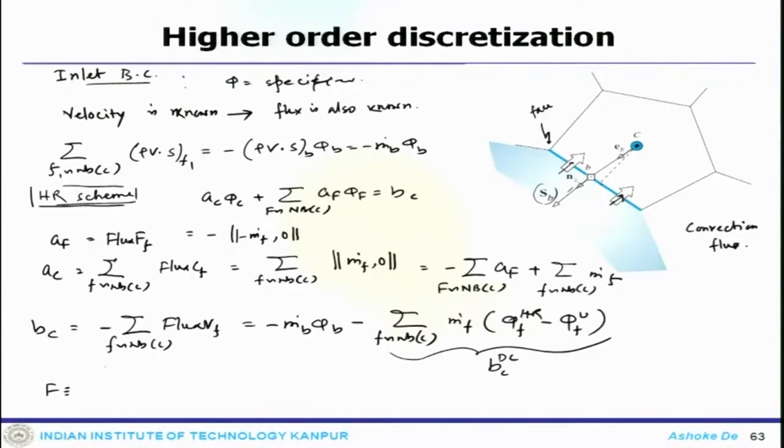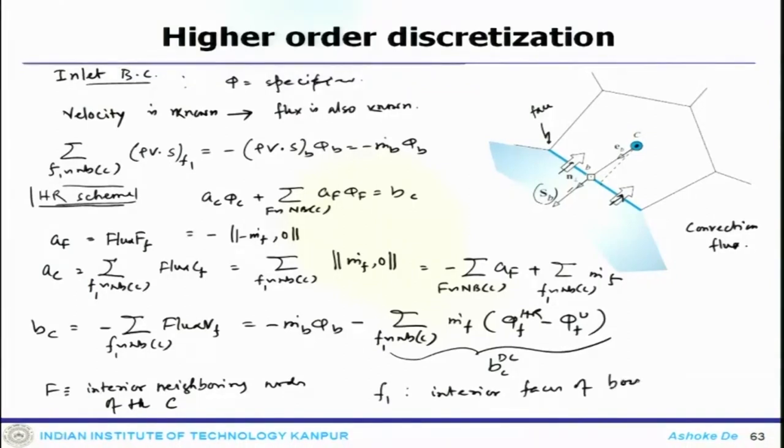where F refers to the interior neighboring nodes of the C, and here one can say this could be also F1, then that makes life simpler for what we are doing. This F1 is the interior faces of the boundary element. So, that is how you implement it.